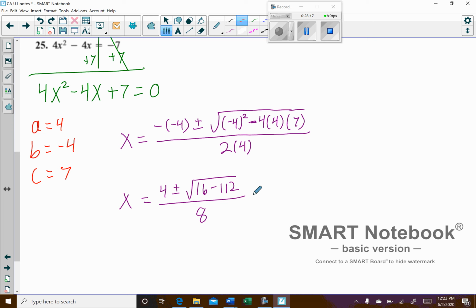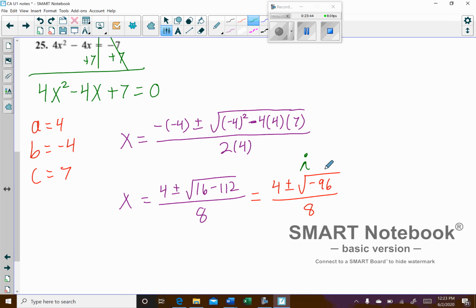All right, so now I'll work from left to right. So here we go, 4 plus or minus the square root. 16 minus 112 is negative 96, all divided by 8. Okay, so negative 96, you know you're going to pull out an i, and then you've got to figure out how to break 96 up.